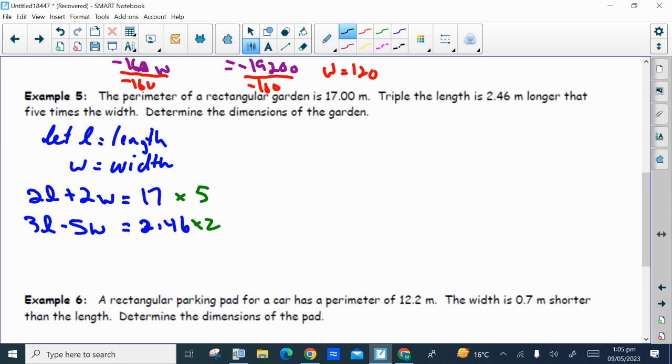So the first equation times 5. 2L times 5 is 10L. 2W times 5 is 10W. And 17 times 5 is 85. The second equation multiplied by 2, 3L times 2 is 6L. Minus 5W times 2 is minus 10W. And 2.46 times 2 would be 4.92.